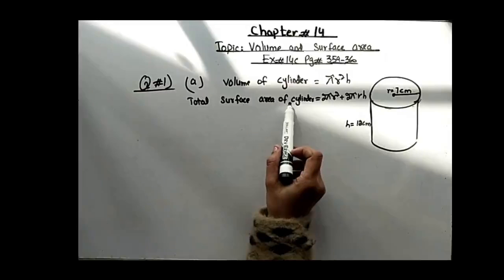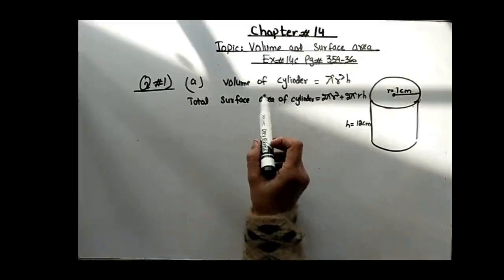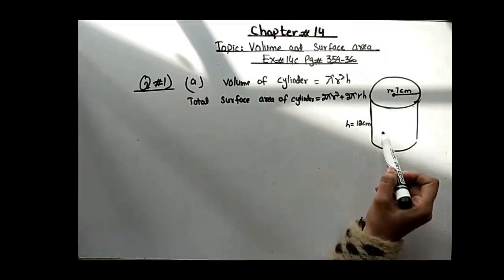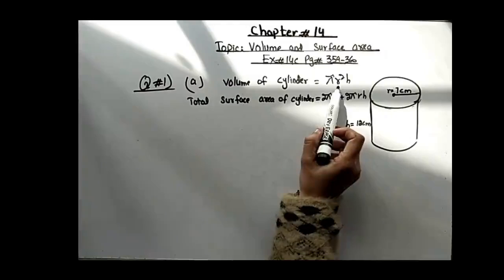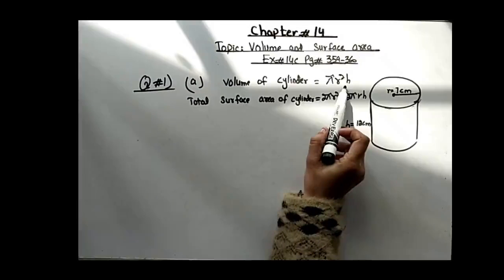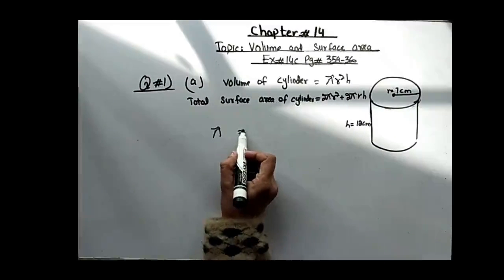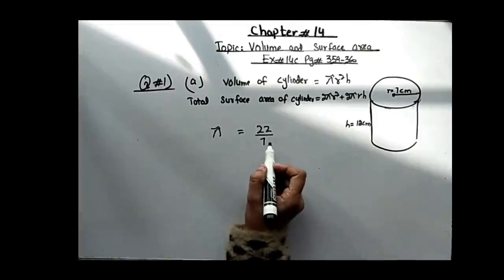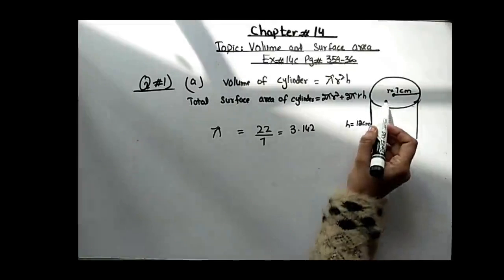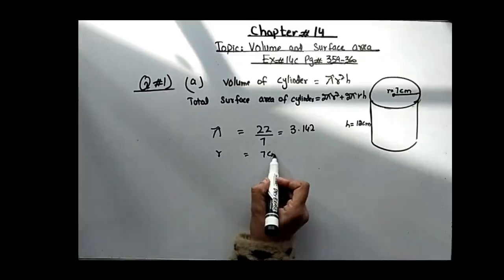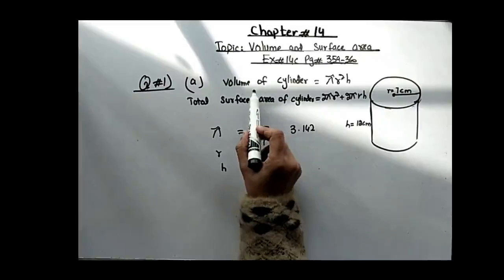So these are some specific formulas of volume and surface area of the cylinder. Volume of the cylinder: volume means the space inside the cylinder. What is the space inside the cylinder? So this is the specific formula, pi r square h, and we know that the value of pi is fixed, and that is 22 by 7. So you can also use 3.142, and r is equal to 7 centimeter and h is equal to 12 centimeter. So now we can find the volume of cylinder.